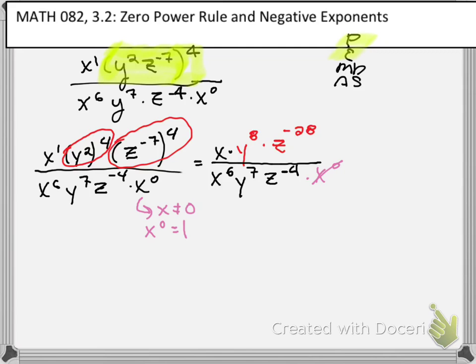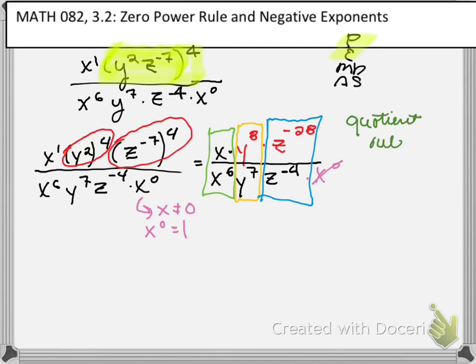Okay, so as you can see, we have conveniently written this so that our x's are right over top of each other. Our y's are right over top of each other. And likewise, our z's are on top of each other. And that's really convenient because now we can use the quotient rule to resolve some of these exponents. So looking at the x's, I dropped the 1. I guess I should kind of put it back there.